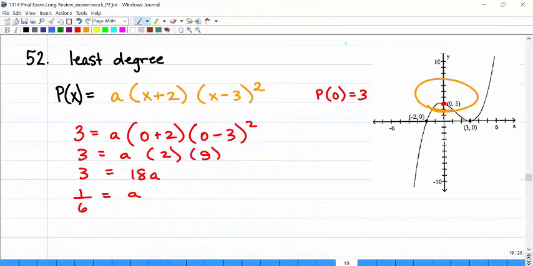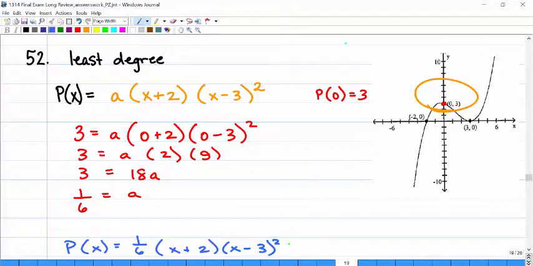So my polynomial, p of x, is going to equal 1/6 times (x plus 2) times (x minus 3) squared.